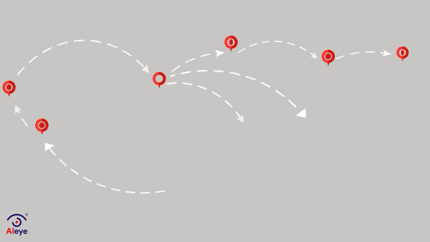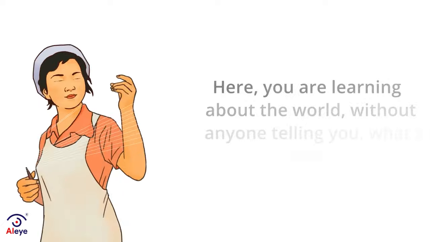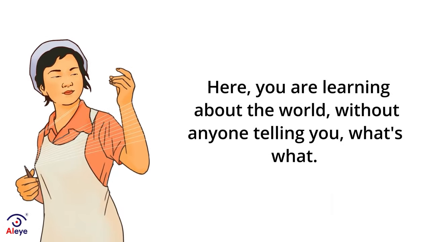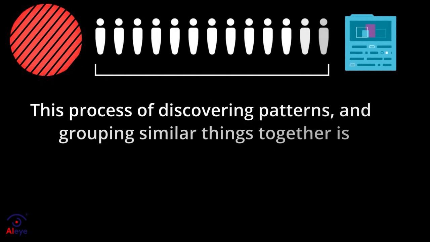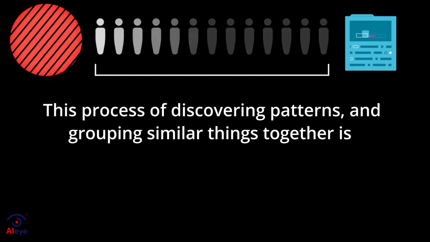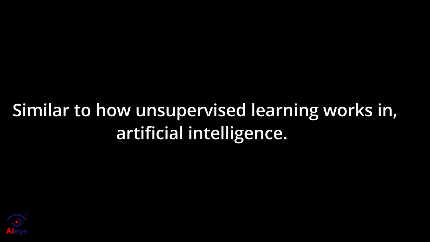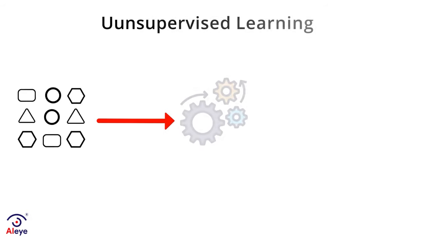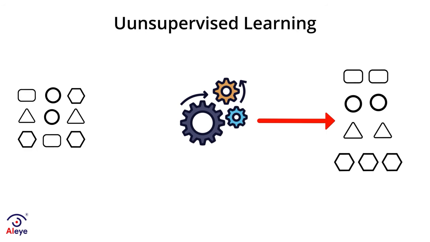You might notice that certain types of traffic tend to be in specific areas, or that some roads are busier than others. Here, you are learning about the world without anyone telling you what's what. This process of discovering patterns and grouping similar things together is similar to how unsupervised learning works in artificial intelligence. The neural network looks at a lot of data and tries to find patterns or similarities without any explicit instructions.